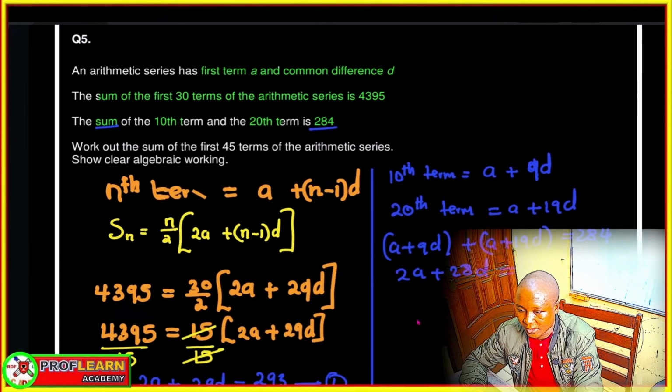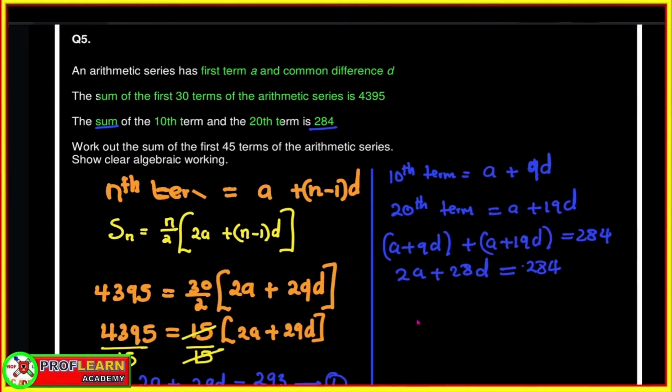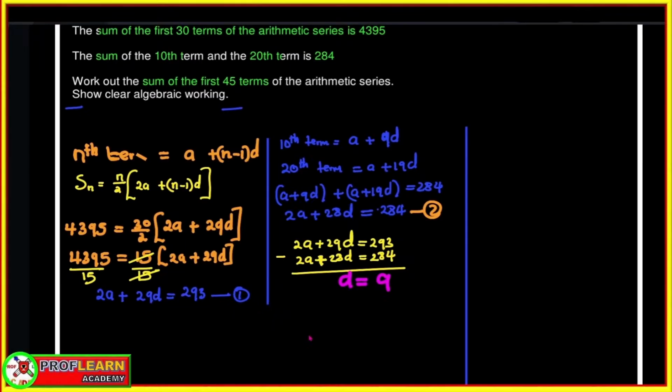Having said all that, and having the second equation here, we are going to solve the two equations simultaneously. The first equation was 2a plus 29d is equal to 293, and the second equation is 2a plus 28d is equal to 284. So we are going to subtract the two equations. Our common difference d is going to be 9.